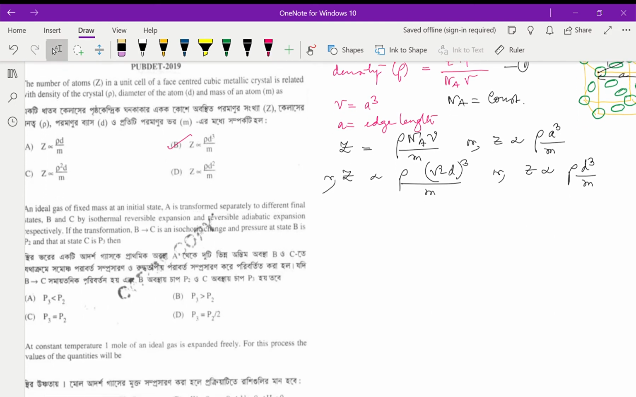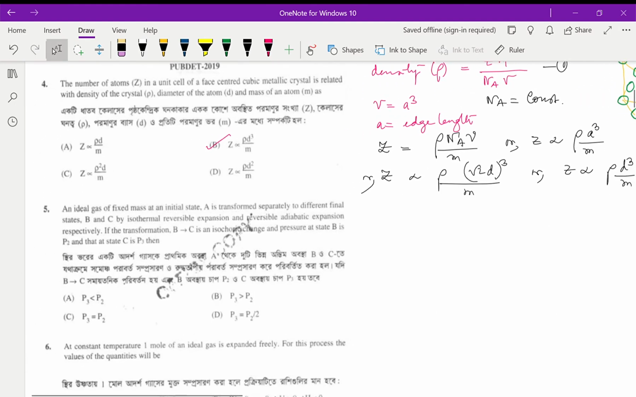Next, an ideal gas of a fixed mass at the initial state is transformed separately to a different final state B and C by isothermal reversible expansion and reversible adiabatic expansion. If the transformation B to C is isochoric change and the pressure at the state B is P2 and that at the state C is P3, then we have to find out the relationship between the pressures.